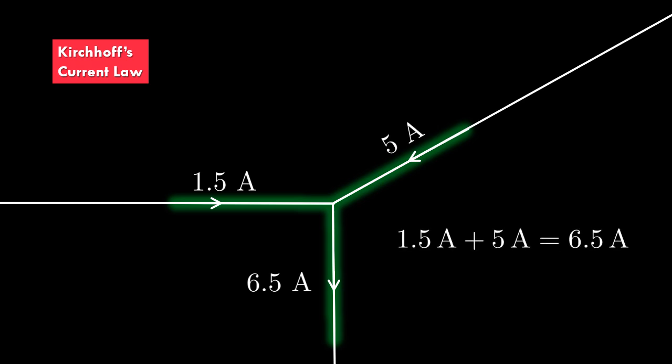So total current entering is 1.5 plus 5 amperes, which is equal to 6.5 amperes, and the same amount of current is going out of the node. So the gist of this example is you don't have to worry about negative currents. KCL will give you the correct answer nonetheless.